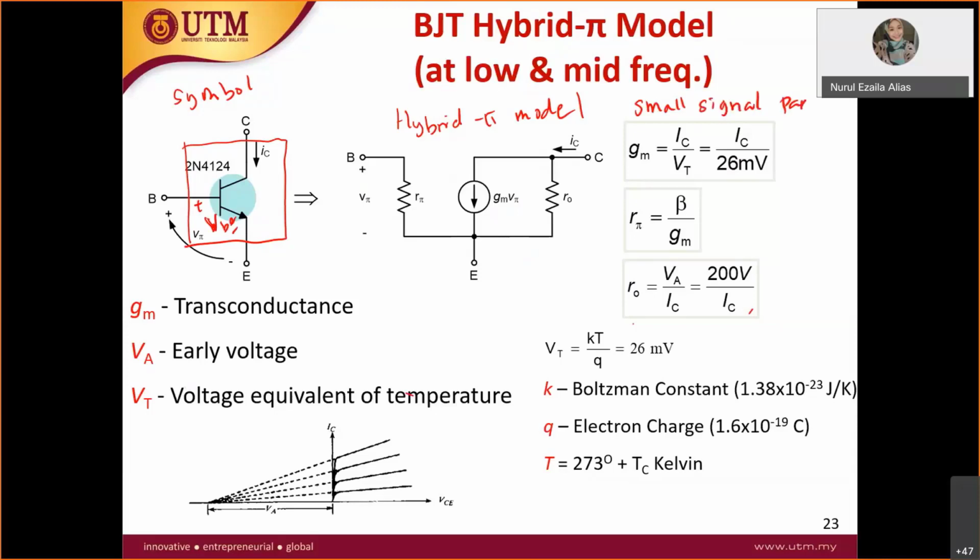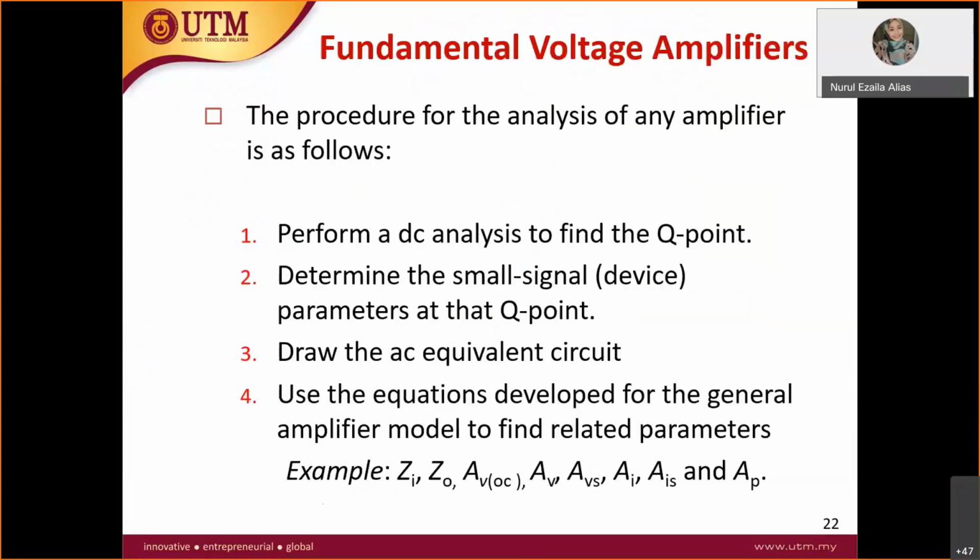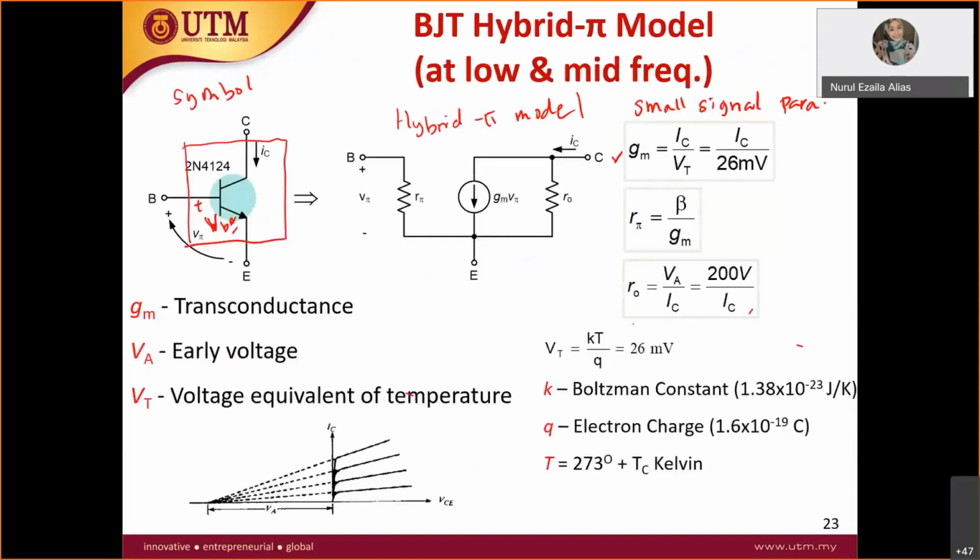The small signal parameters include gm, which is the transconductance. This is equal to IC over VT. Where do you get the IC? It is from the DC analysis that you have performed in the DC circuit. You will be using that IC value inside this AC analysis to find gm. And how do you find r pi? Of course, beta over gm. When you have the wrong IC, you will have the wrong gm and the wrong r pi.